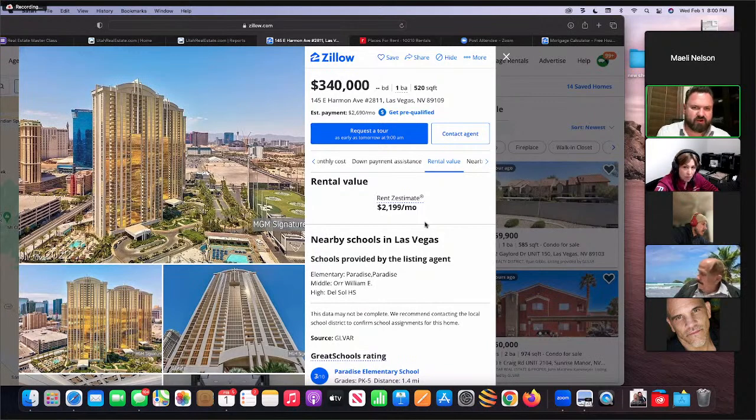All right. So we have $340 as our purchase price. We've got basically $2,200 as our rent price. We are going to be putting 2 minutes on the clock. On your mark, get set, go.